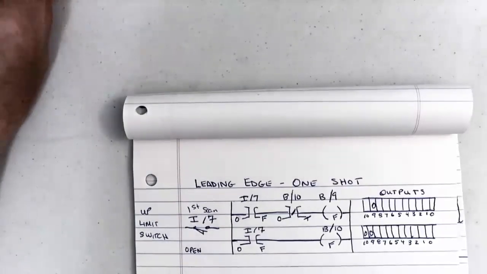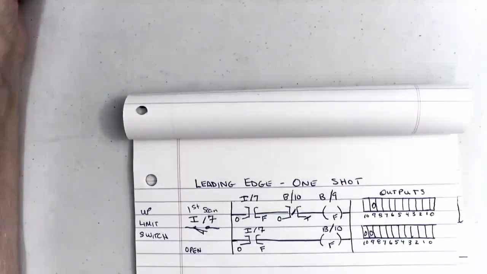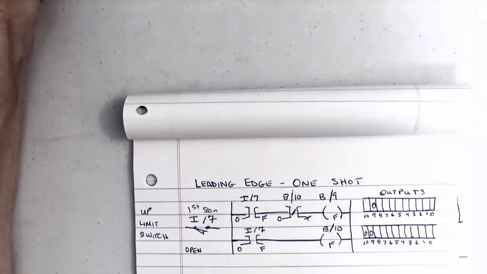Hi, I'm just going to give you a rundown on a leading edge one shot. So here's our scenario. We have a limit switch going to input 7. Right now it's normally open and it has not been activated.